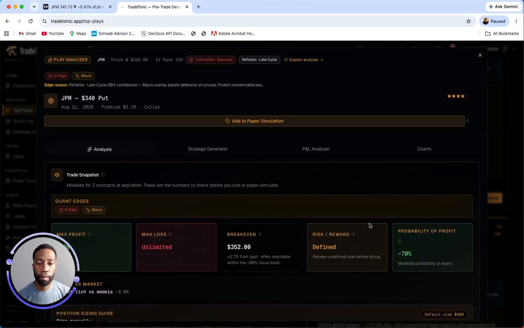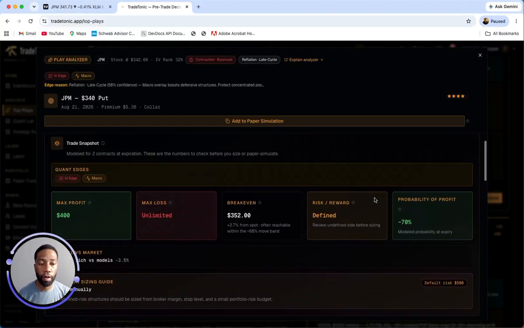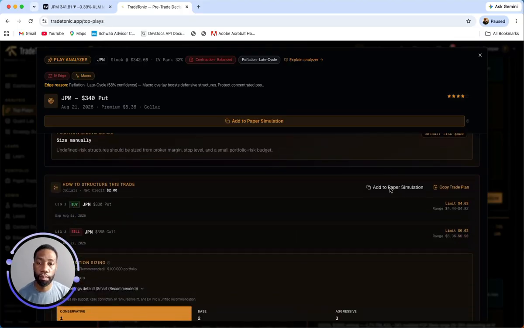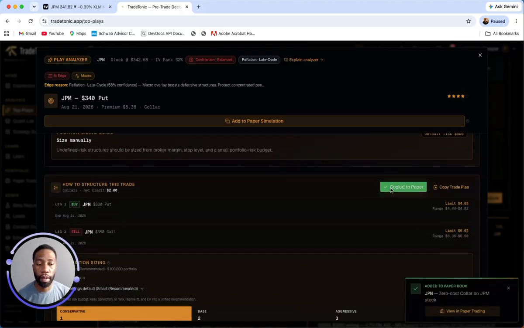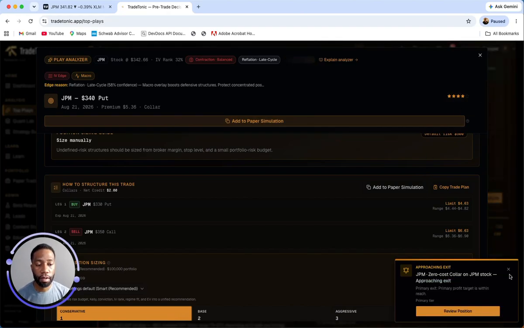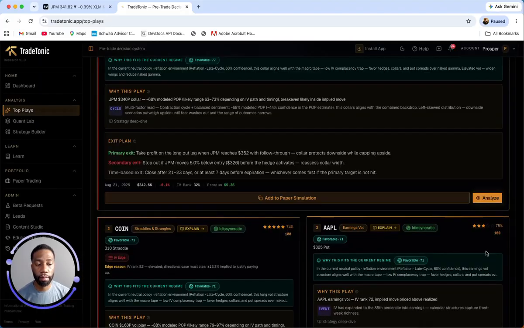And to test this strategy out, we're just going to add this to our paper portfolio. So let's add this to our paper portfolio. And now that's added. So our JP Morgan zero cost collar is now in our paper trading portfolio. So let's go check that out and see where we are.